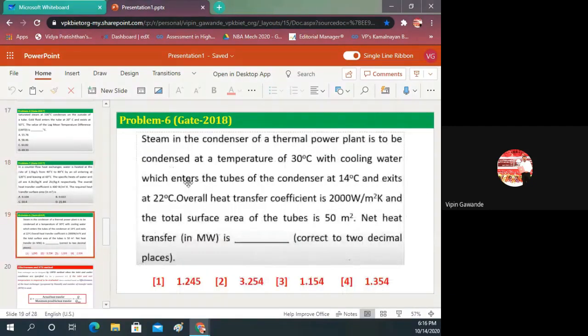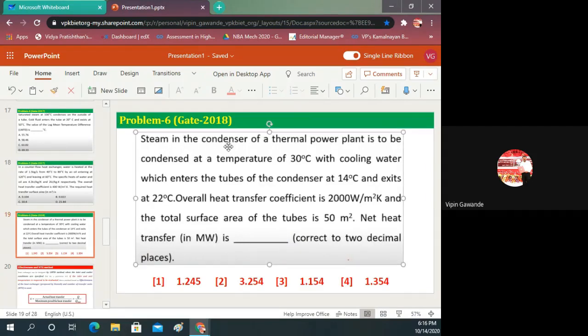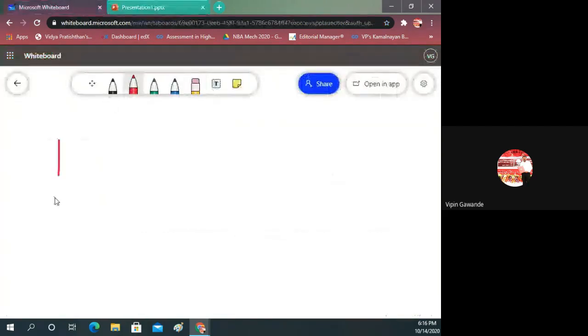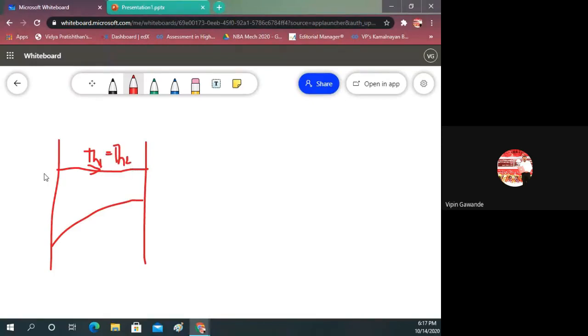Okay. Now let me take the last problem, and we'll stop here. Here again there is the same thing. The problem is given for the condenser, the steam in a condenser of a thermal power plant. Now condenser is given. So what is the thermal diagram for this one? Condenser is there. So we have to take this like this, because the higher temperature, that is steam, is at constant temperature because of the phase change of the steam. So TH1 is equal to TH2, and TC1 and TC2 are as shown.